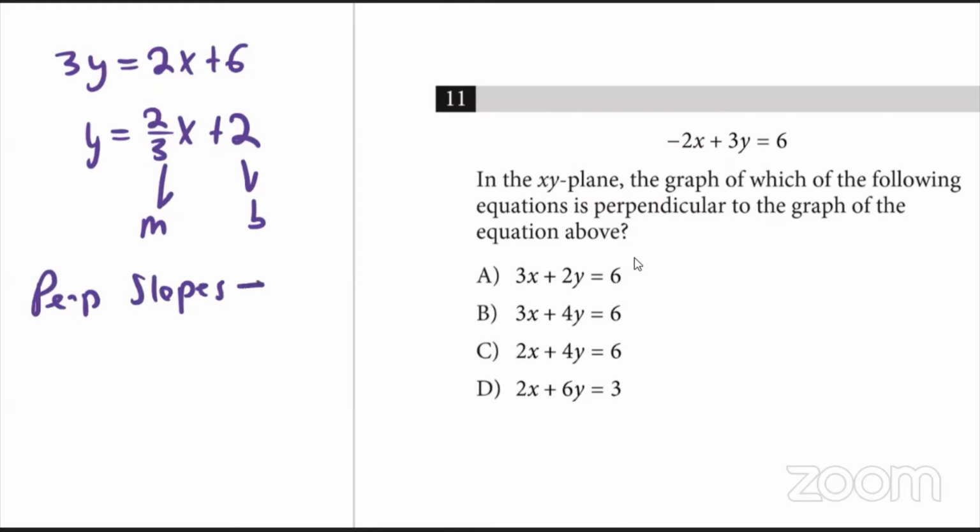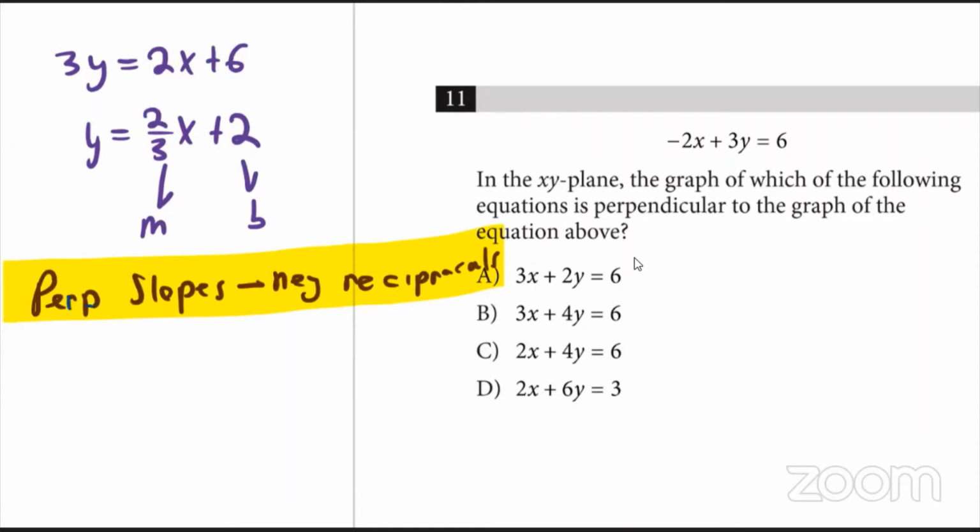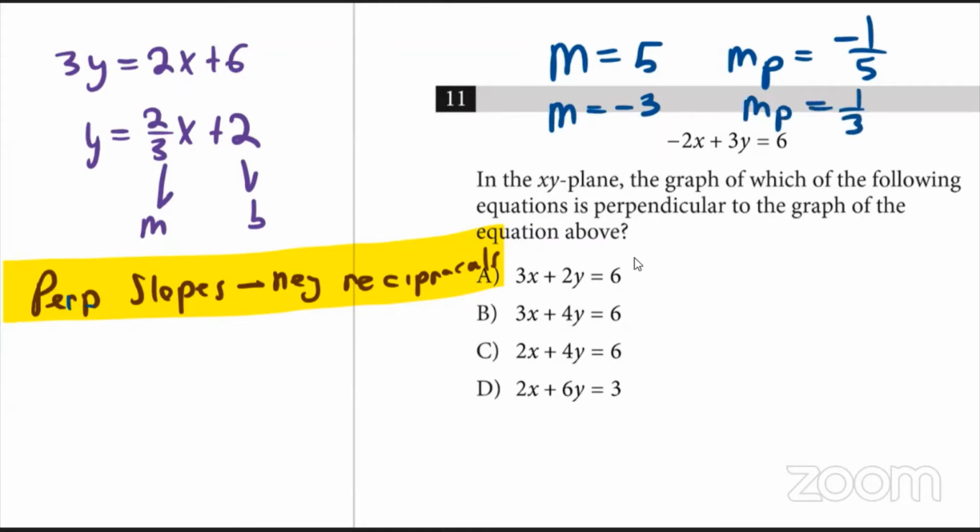Now, perpendicular slopes are negative reciprocals of one another. So to get from one slope to the slope of something that's perpendicular to it, you need to flip the number upside down and multiply by -1. So if my slope is 5, the slope that's perpendicular is -1 over 5, because the reciprocal of 5 is 1 over 5, and you multiply by -1. And if the slope were, let's say, -3, the perpendicular slope would be +1 over 3, because you're flipping it upside down and multiplying it by -1.